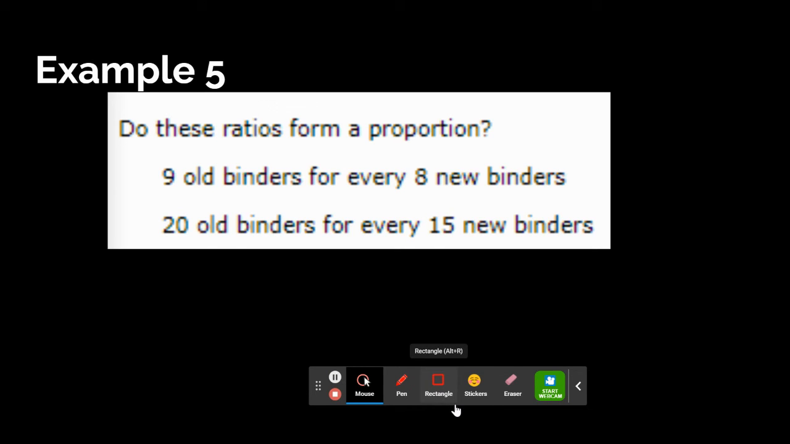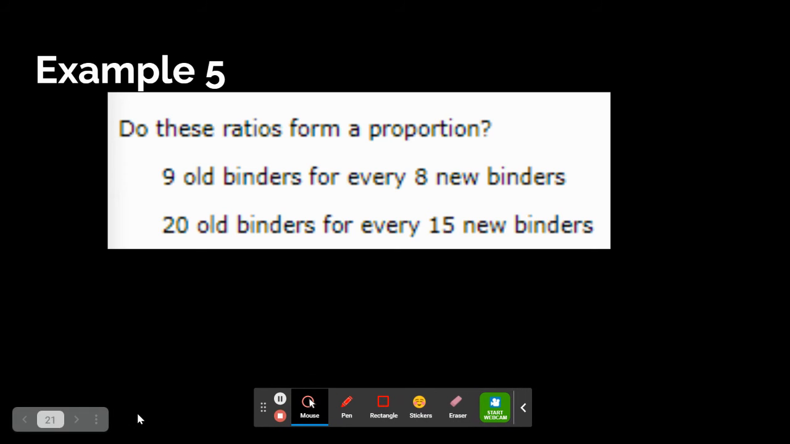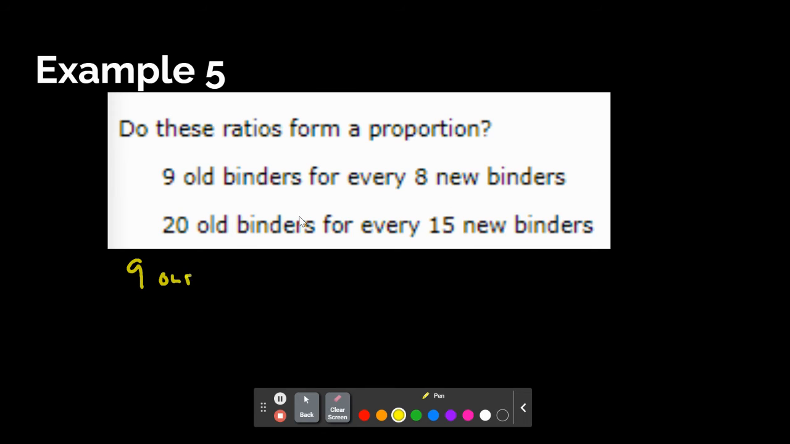Okay, so you will also be looking at these word type problems, where they're giving you these ratios in context of something. And you'll be asked, do these ratios form a proportion? So all we need to do is take this information from both of these, set up our two ratios, and see if those ratios are equivalent. Let's take a look at the first one here. We have 9 old binders to every 8 new binders. 9 old to 8 new. Okay, at this point I cannot simplify this ratio. I can't reduce it any further.